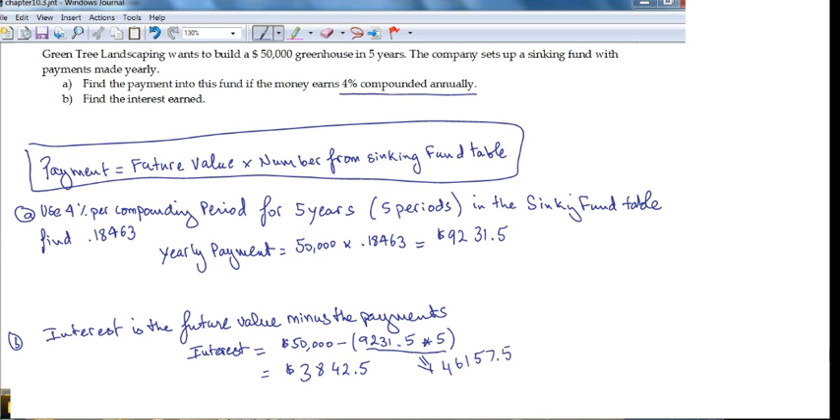$46,157.50. So by making 5 payments, one each year into this account that gives them 4% interest compounded annually, they will basically deposit this amount, $46,157.50, in 5 years, and this amount will grow to become 50,000. So the interest is 50,000 minus this amount, so they make this interest, so they save some money. I hope this helped.